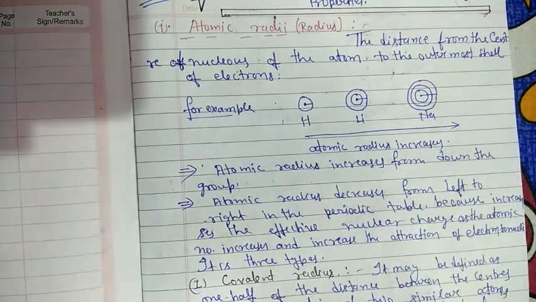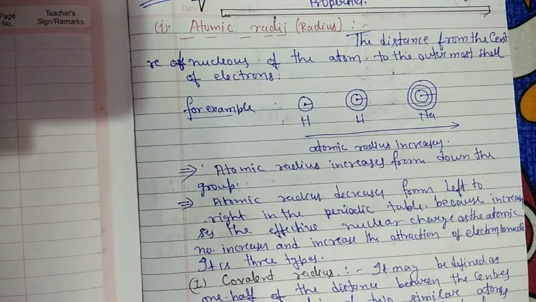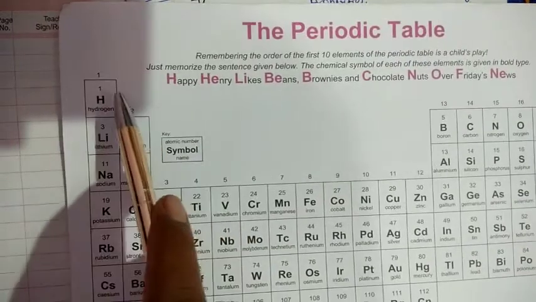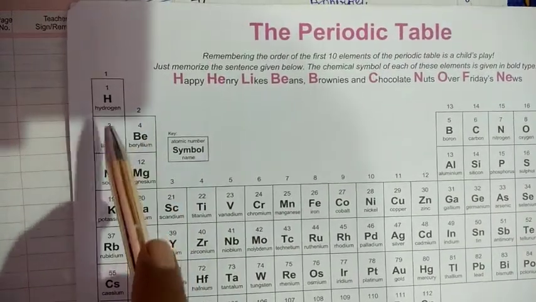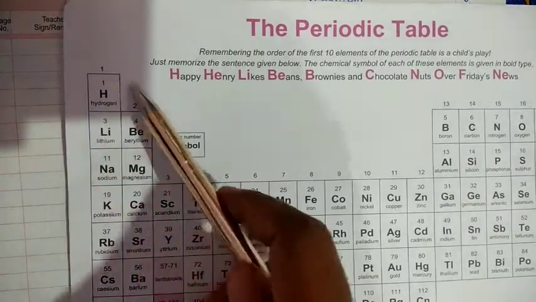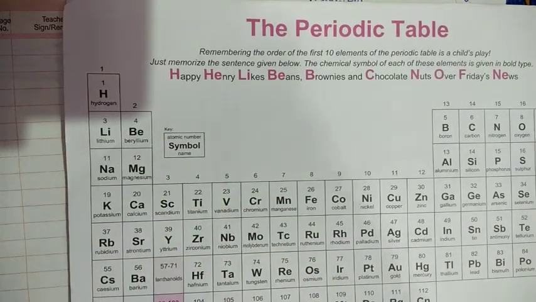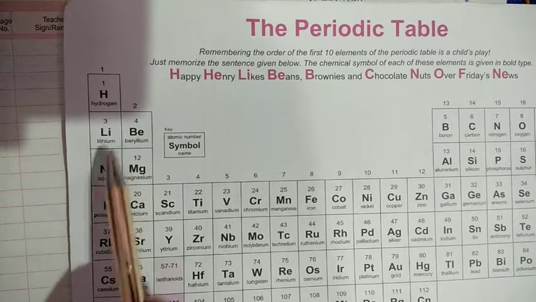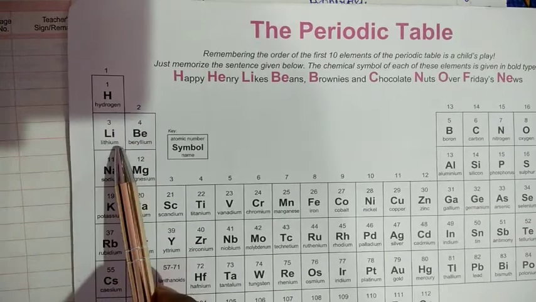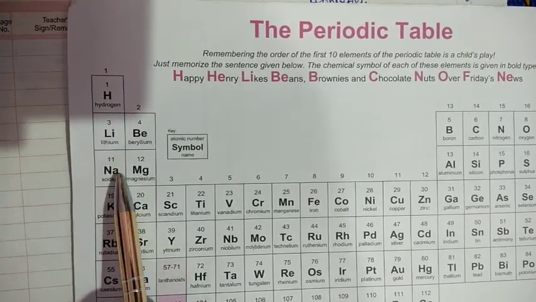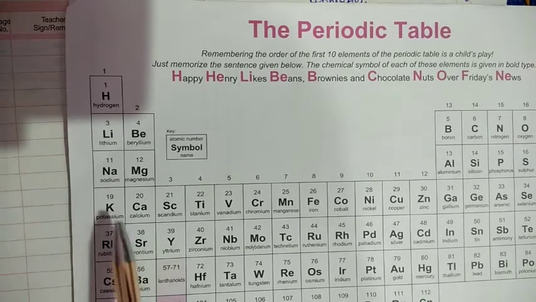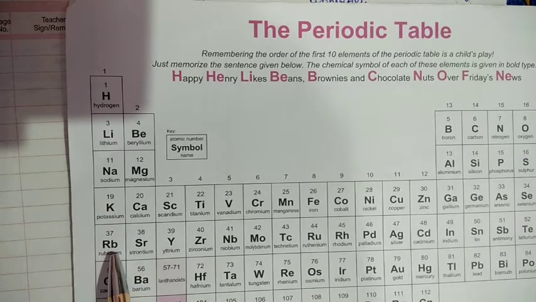And if we talk about the periodic table, if we go down the group, like hydrogen, lithium, sodium, potassium, rubidium, cesium, the atomic radius increases down the group. Why? Because the number of shells increases. Okay, students, the number of shells increases. Hydrogen has 1 shell, lithium has 2, sodium has 3, potassium has 4, and rubidium has 5.